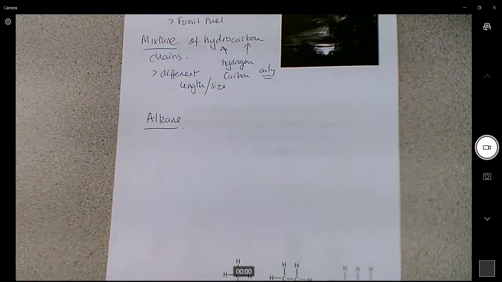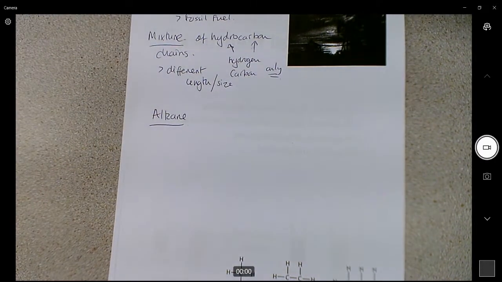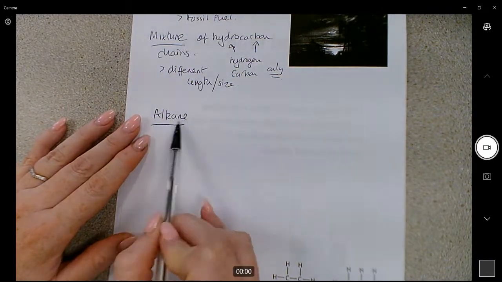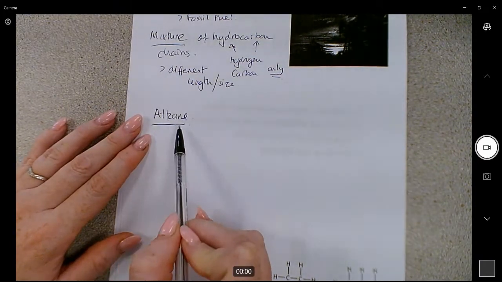Now, for your GCSE in both higher and foundation tier, you are expected to be able to draw the alkanes, at least the first four. You're also expected to be able to describe their structure and a little bit about their reactions as well. Now, their name, I'm going to give you some hints and tips here. The name actually helps you to think about its structure.